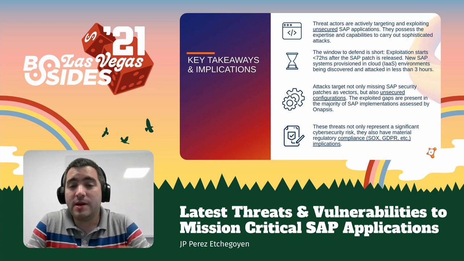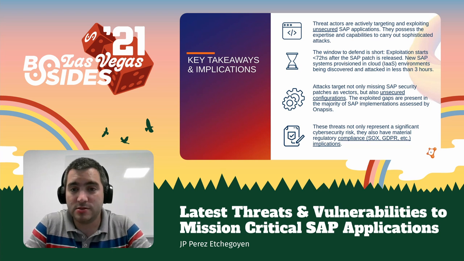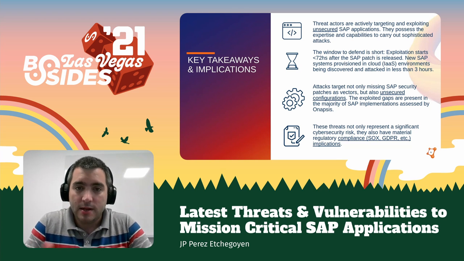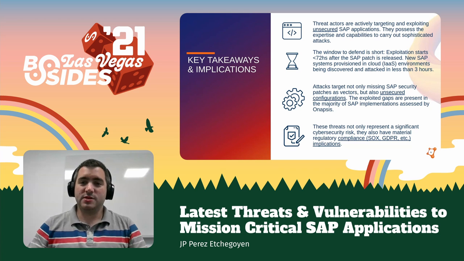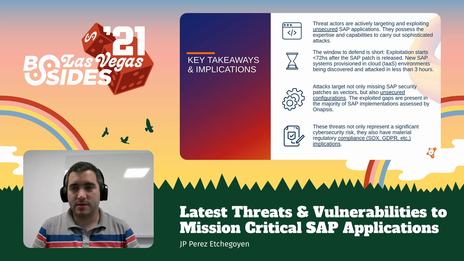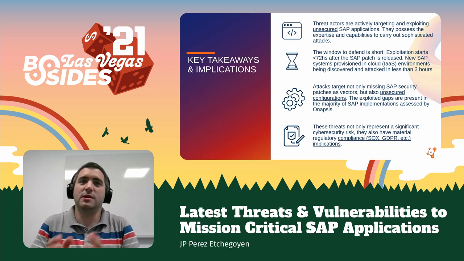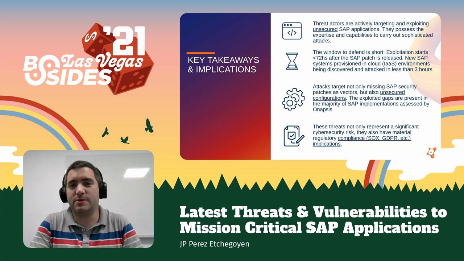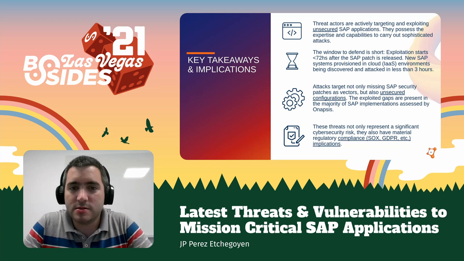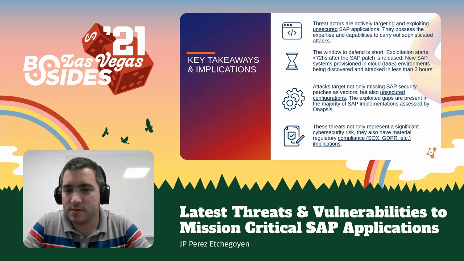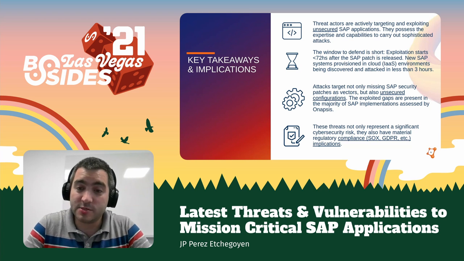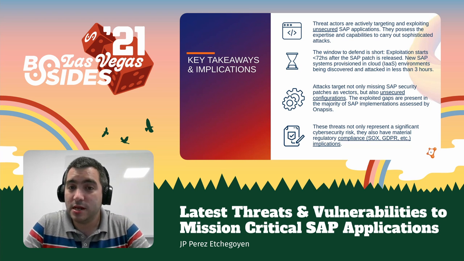This correlates very well with the similar TTPs and techniques that are being used by threat actors in systems that are also internal, right? And systems that are in an internal network. The time windows that we saw in terms of time to exploit, from exposure to exploitation, and from patch to active exploitation, is really shrinking. We are talking about less than 72 hours for patch to exploit, and less than three hours from exposure to compromise. So that gives little room for defenders to react to that.